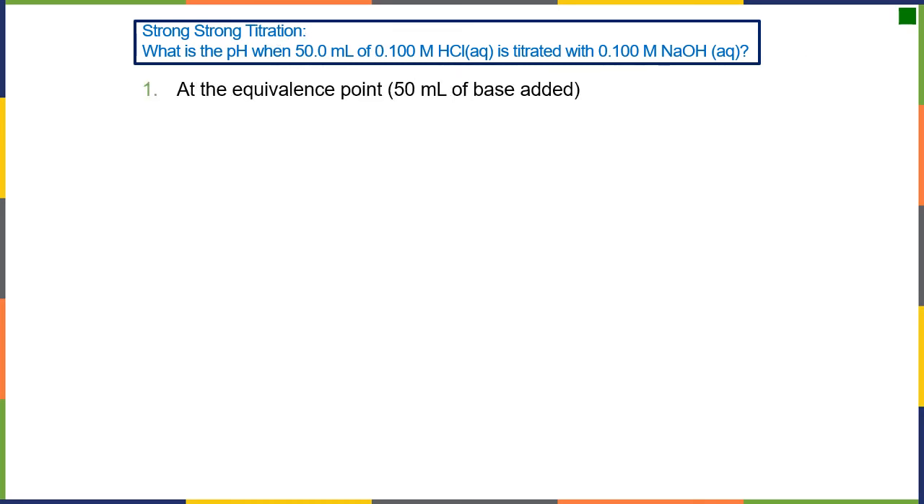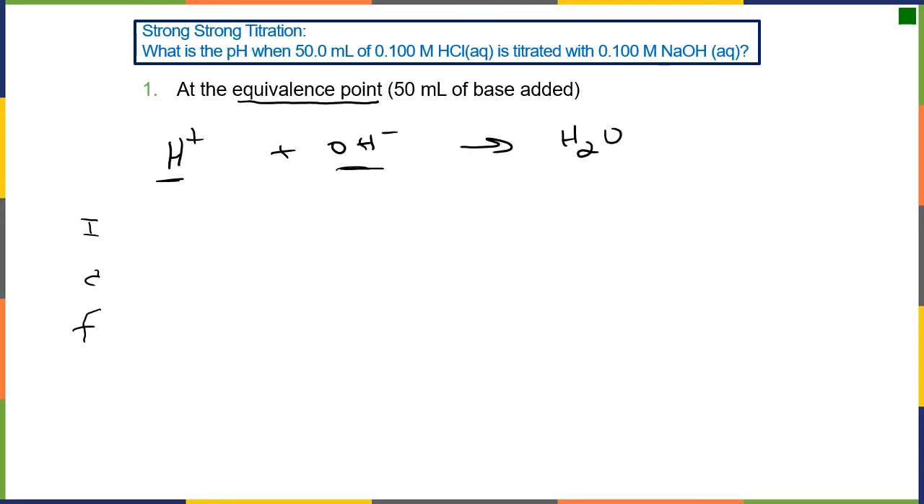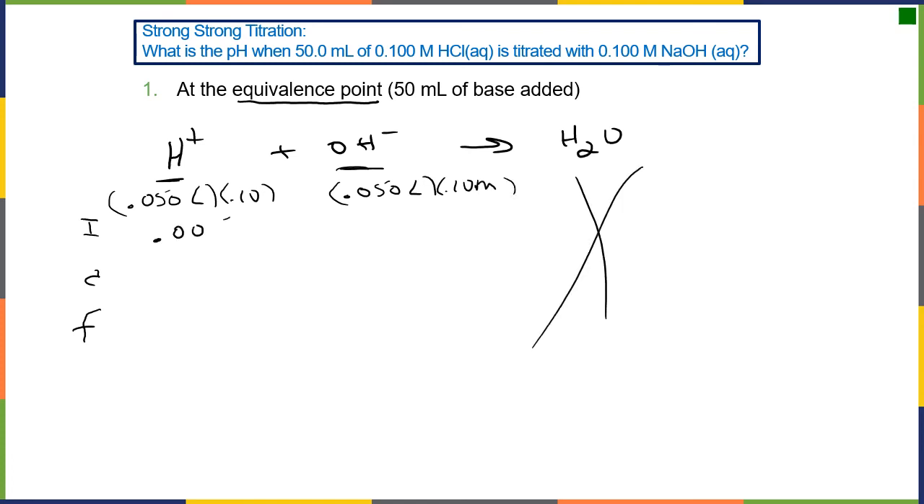So what about at the equivalence point? Well, at the equivalence point, our reaction is the same. H+ + OH- is going to go into H2O. This is still strong. We still need a mole chart. So we're going to do ICF. But now we're going to realize that our volumes and our molarities are the same, so at the equivalence point, inherently, we know the moles of this are equal to the moles of this. So what we have is 0.050 liters times 0.1, and this is 0.050 liters multiplied by 0.1 molar. We're going to ignore the H2O. This is 0.005, 0.005. And all of it is going to react.